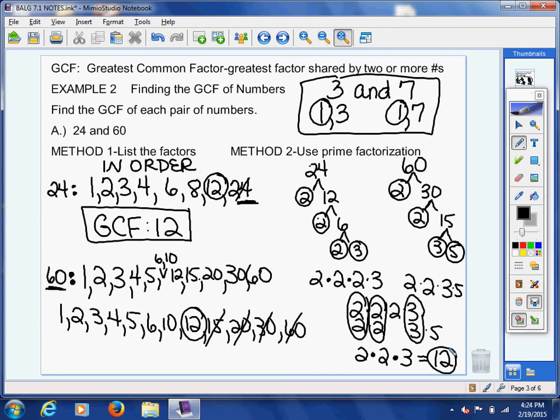Method 2 is probably what you're used to seeing. That's probably the way that you're accustomed to seeing it done. Do it however makes sense to you. It really doesn't matter. I told you some of the pitfalls for only using prime factorization, especially if you have prime numbers or numbers whose only GCF is the number 1. So anyway, I just want to point that out to you.